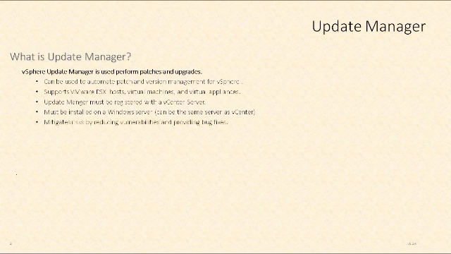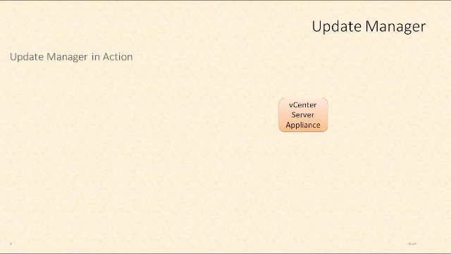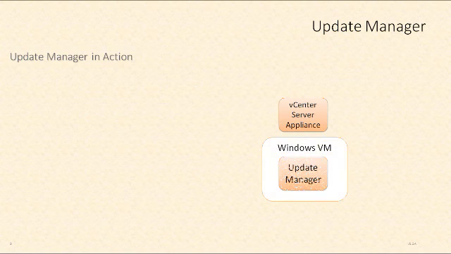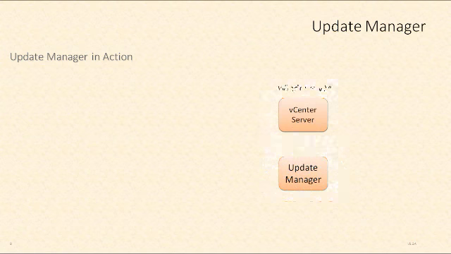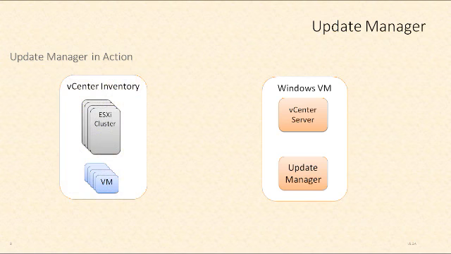Update Manager also helps mitigate risks by reducing vulnerabilities and providing bug fixes. Now, let's take a look at Update Manager in action. So here we see a vCenter server appliance on our screen. And we've created a Windows virtual machine with Update Manager. Or if I wanted to, I could just put them on the same Windows virtual machine. That'll work as well. But Update Manager needs to be on a Windows machine. So if you're using the vCenter server appliance, you're going to have a separate virtual machine for Update Manager. And here we have our vCenter inventory, ESXi hosts, clusters, virtual machines.